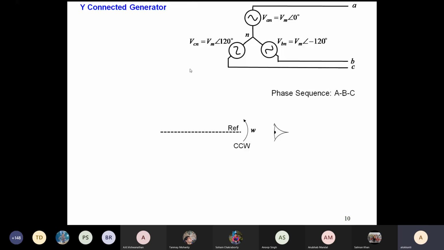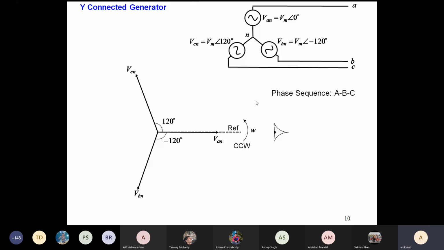So VAN is along the reference, which is VM at an angle theta. The magnitude is VM at an angle of 0 degrees. Then VBN is at an angle of minus 120 degrees, and VCN is at an angle of minus 240, which is equivalent to plus 120 degrees. Okay, so this is how the three phasors of the three phases will look.